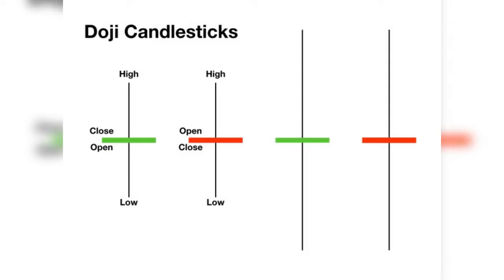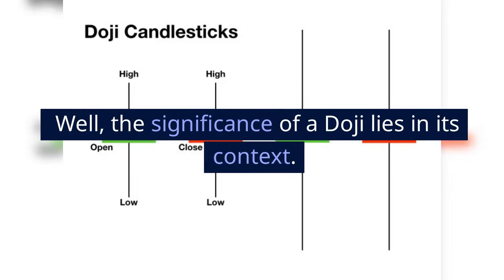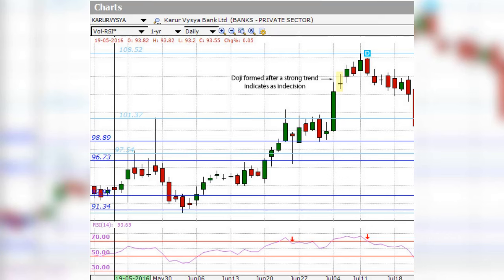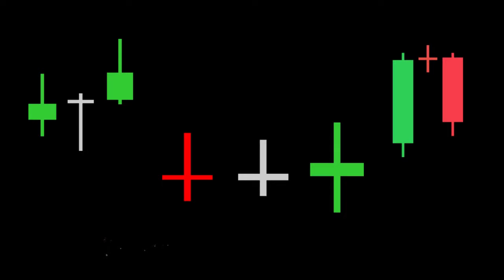But what does this mean for your trading decisions? Well, the significance of a Doji lies in its context. In an uptrend, a Doji could indicate potential weakening momentum, while in a downtrend, it might signal a potential reversal. It's important to note that Dojis come in various forms, each with its own interpretation.